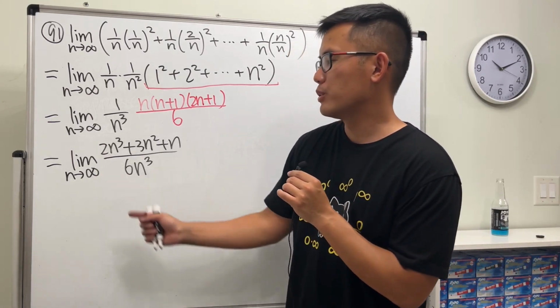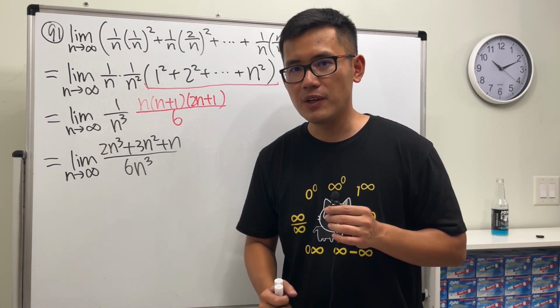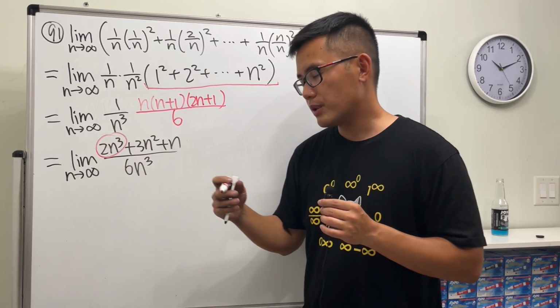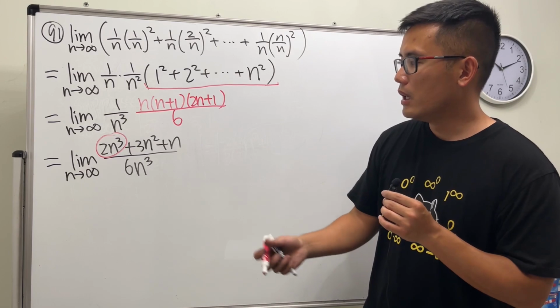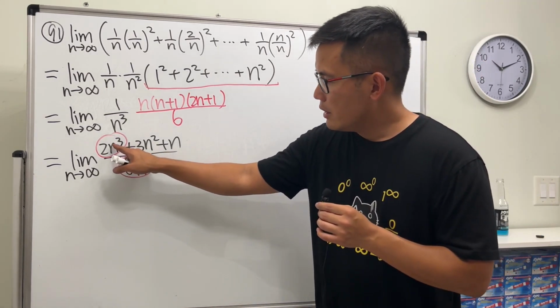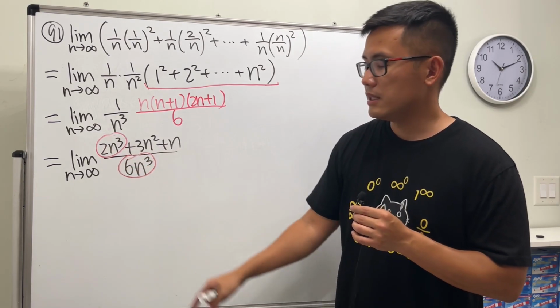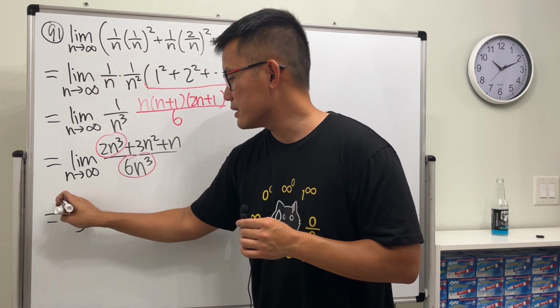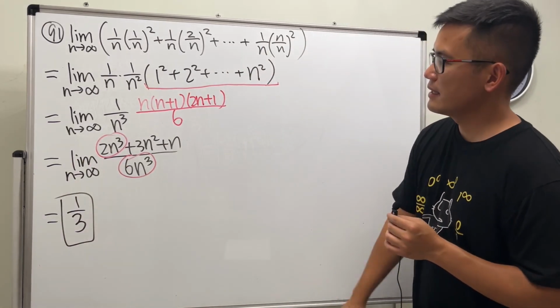Limit as n approaching infinity. This is everybody's favorite calculus question. On the top, we care about 2n to the third power. On the bottom, we also have the same thing, n to the third power. They cancel out, reduce 2 and 6, we get 1/3. Hey, the answer is just 1/3. Very, very nice.